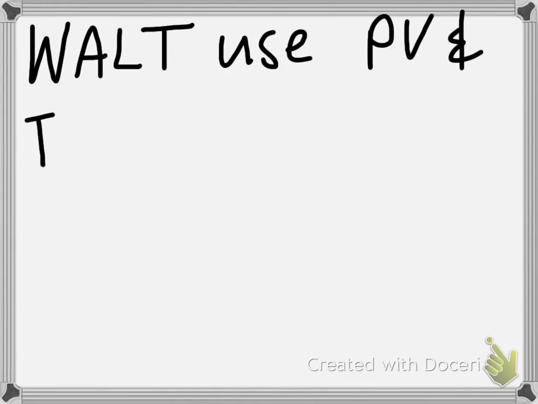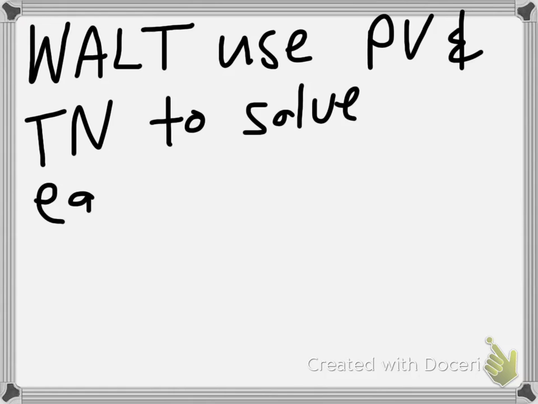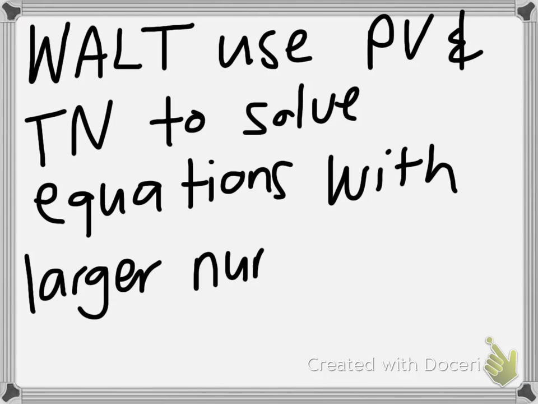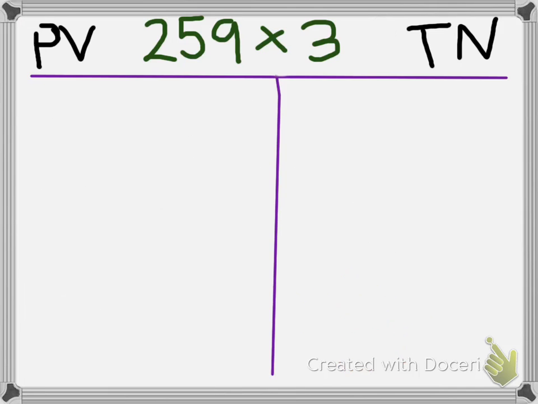So today we are working on using place value and tidy numbers to solve multiplication equations where there are larger numbers. The equation I'm going to work on today is 259 times 3, and I'm going to show you how to solve that equation using place value and then how to solve it using tidy numbers.